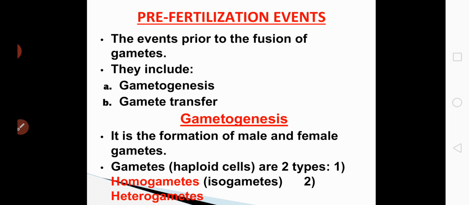So what do you mean by gametogenesis? Gametogenesis is the formation of male and female gametes. The process of formation of male and female gametes is called gametogenesis. And these gametes are haploid cells, also called sex cells. And gametes are of two types. They are homogametes and heterogametes.